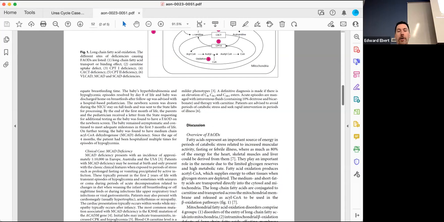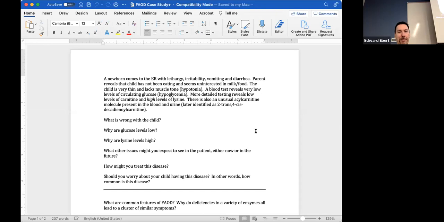Okay. It's not on there? Okay, I'll post it. I'll make sure that one's posted here after class. I do want to share. I think this is maybe the one you have, the fatty acid oxidation one. Yeah. Yep. I have that one and the one about the 10-year-old. Yes, yeah, yep.